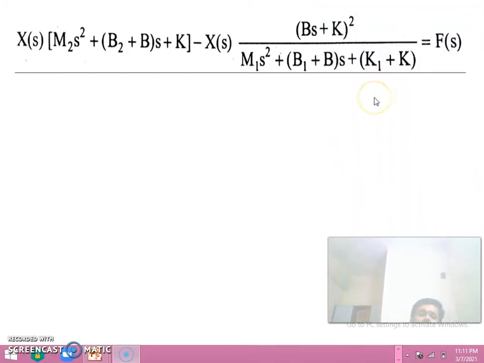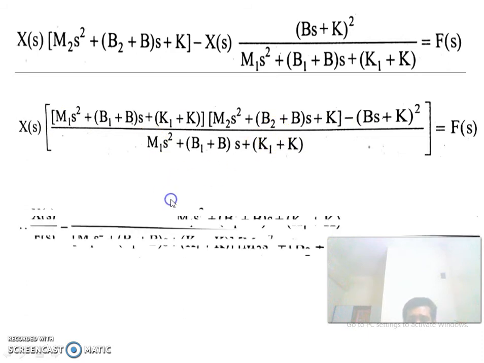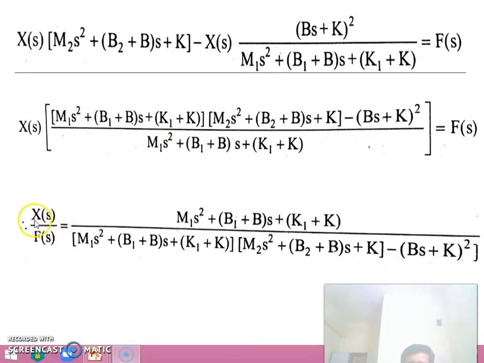After substituting this value, our aim is to find the transfer function. What is the output? The output is x, and the input is f. So we have to find X of s divided by F of s. From these we are taking X of s common, and then we find X of s divided by F of s. Here you are taking the LCM, multiplying the denominator, and taking it common. Then after that we go for simplification.